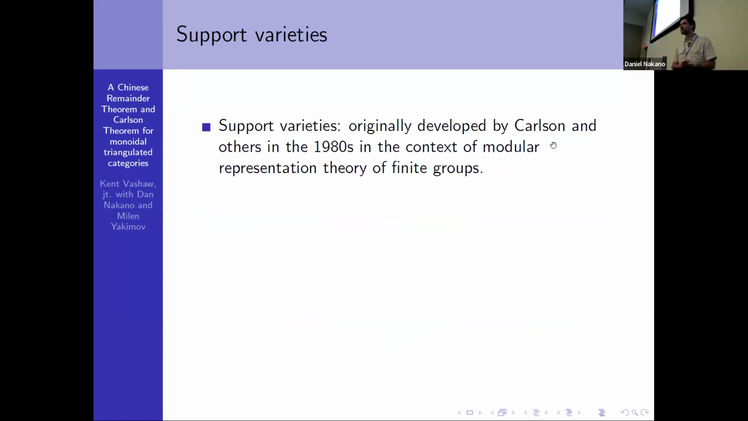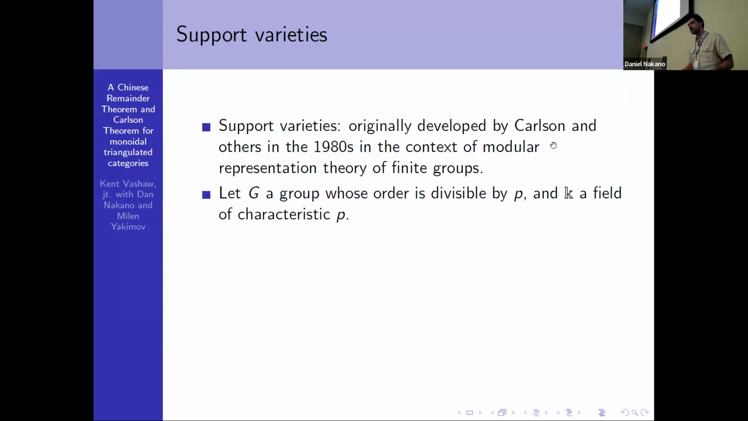So I'll repeat a few things from Milan's talk just to remind ourselves. One of the reasons I'm really happy to be giving this talk here is that it's very much inspired by the work of John Carlson from the 1980s, which he was doing here at University of Georgia. So this comes out of cohomological support for modular representation theory for finite groups. Here, the setting is G is a group whose order is divisible by P, K is a field of characteristic P.